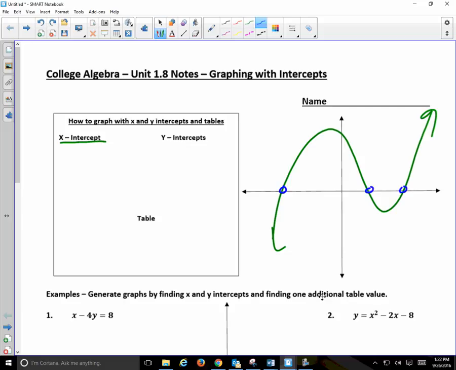X-intercepts. What do all three of those points have in common? Excellent. Tell me something unique about their coordinates. Y value is equal to 0. So you can see that in order to find the x-intercept, set y equal to 0 and solve for x.